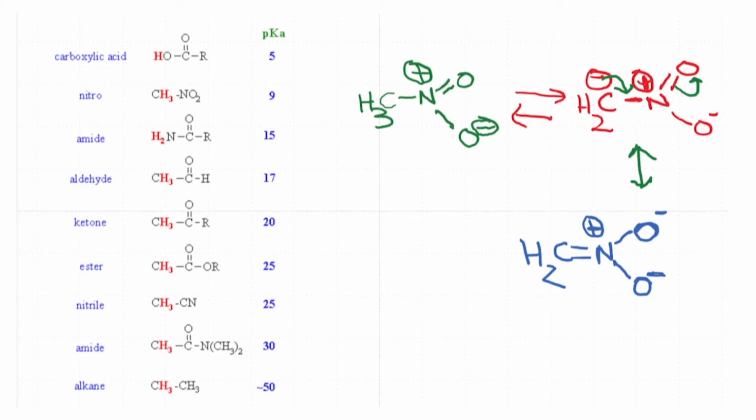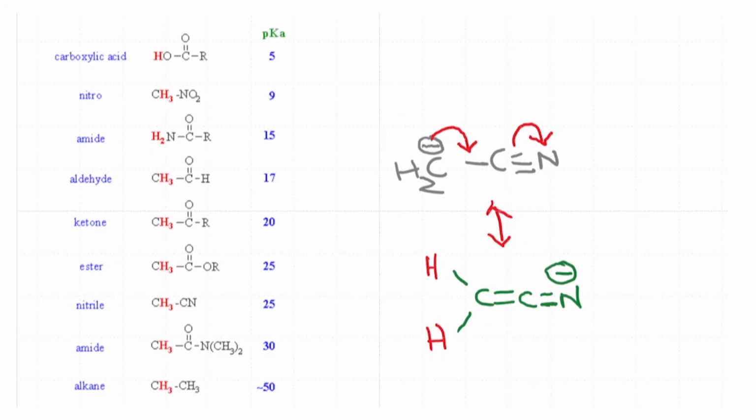If we go down this table, I think we have already looked at amides, aldehydes and ketones and esters. The next molecule that we're going to look at is the nitrile.